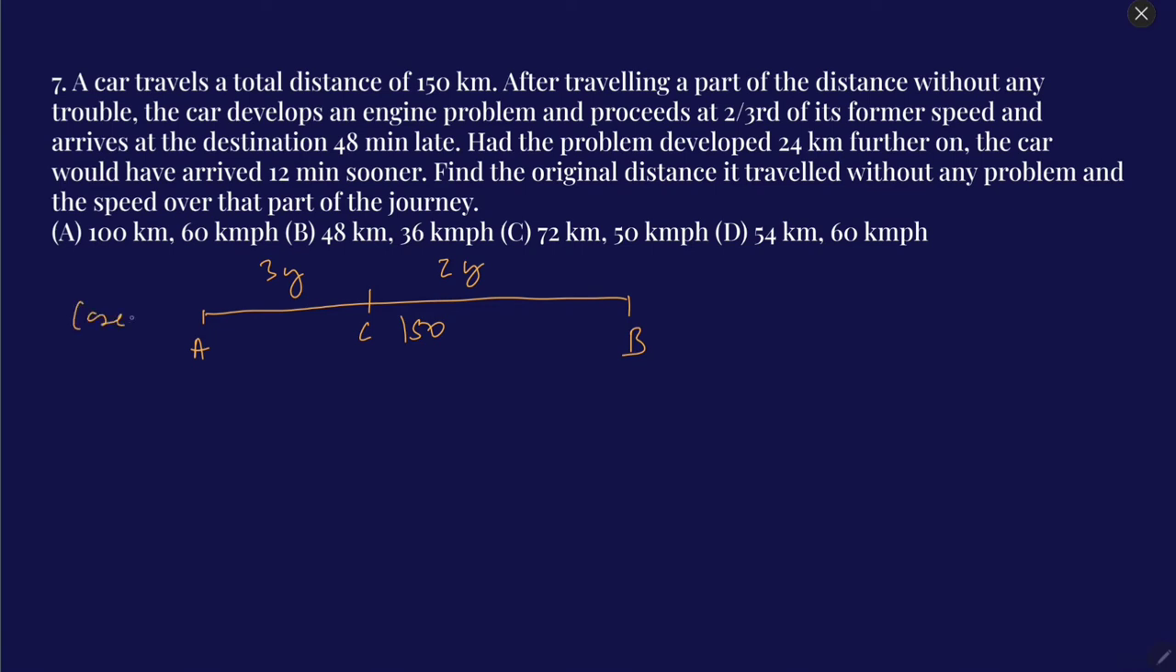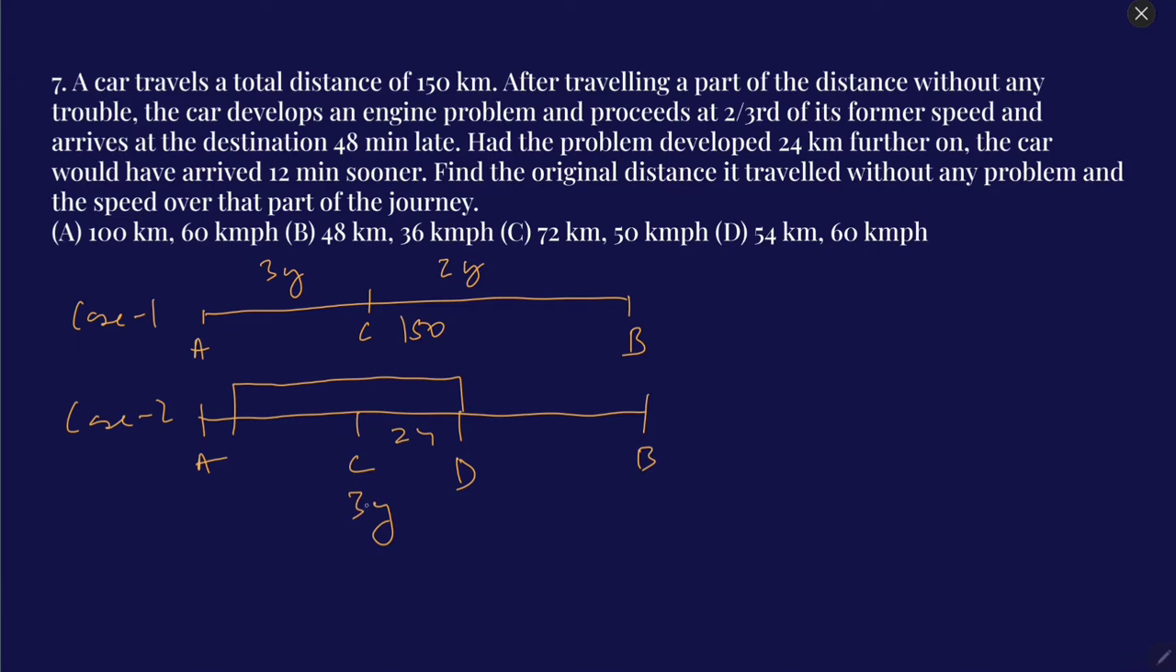So this is case 1, and in case 2, the car develops an engine problem 24 kilometers further from point C. So let this be point D and this is going to be 24. So for these 24 kilometers, the car traveled at its normal speed, that is 3y. So for this whole journey from A to D, the car traveled at 3y. But in case 1, from A to C, the car traveled at 3y, and from C to B, so there is going to be point D somewhere here, and this is going to be 24. In the first case, the car traveled at 2y kilometers per hour.